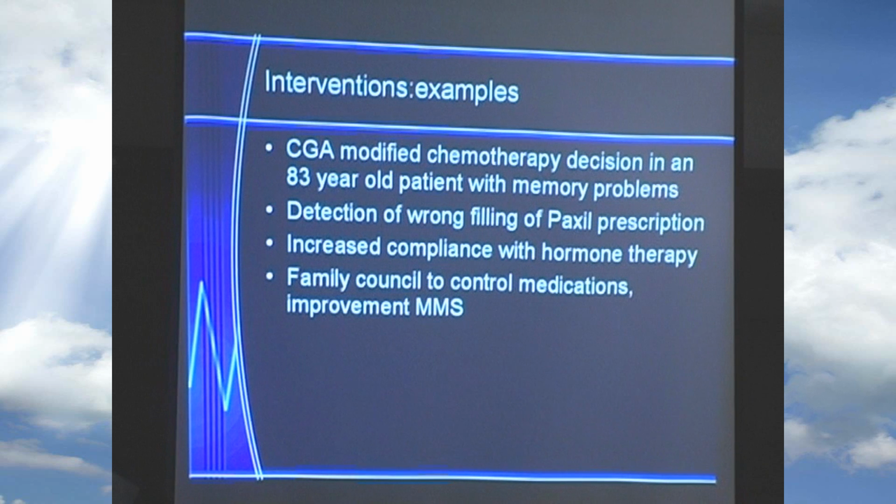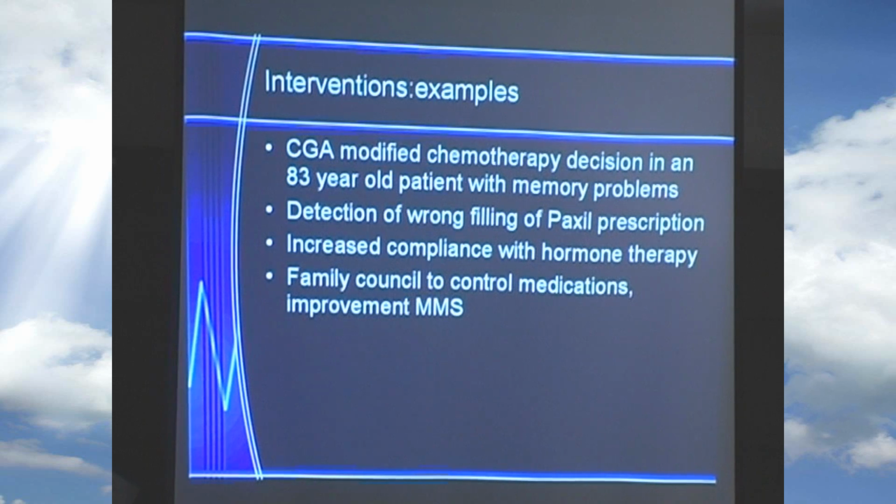Examples of these interventions. Well, the CGA did modify the chemotherapy decision in an 83-year-old patient who had memory problems. However, when we analyzed the memory problems, it seems that they were very focused. But then there were all sorts of things. Finally, we gave her chemo, and the memory was not a problem. Her appetite became the problem. We detected a wrong filling of a Paxil prescription for QID instead of QD. The patient was not feeling very well.